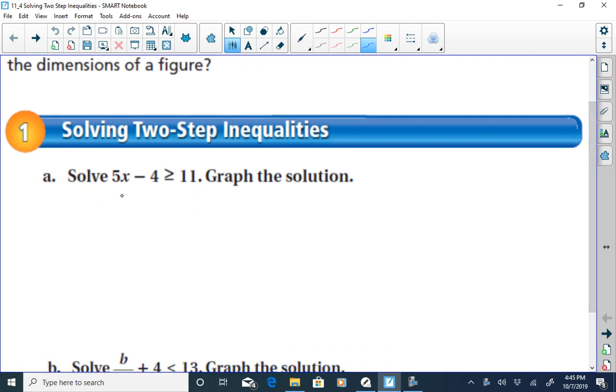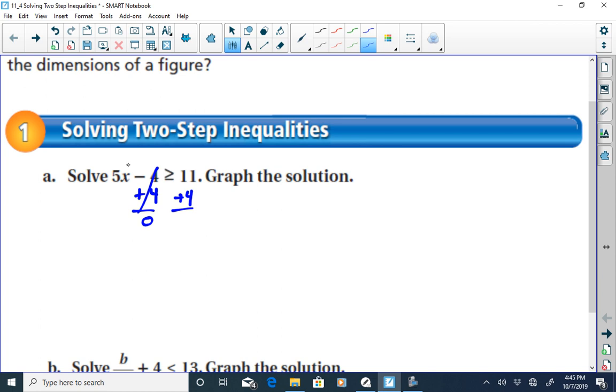It says 5 times a number, take away 4, is greater than or equal to 11. We want to use the same approach that we use when we solve equations. What operations do you see? Well, here I see subtraction, so I'm going to do the inverse. So I'm going to add 4 to both sides of the inequality. On the left side of the inequality, we're going to get 0.